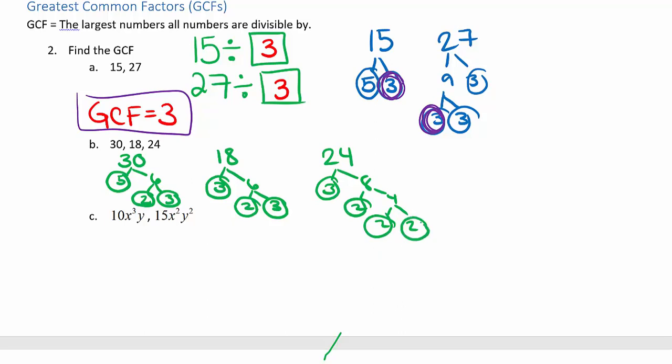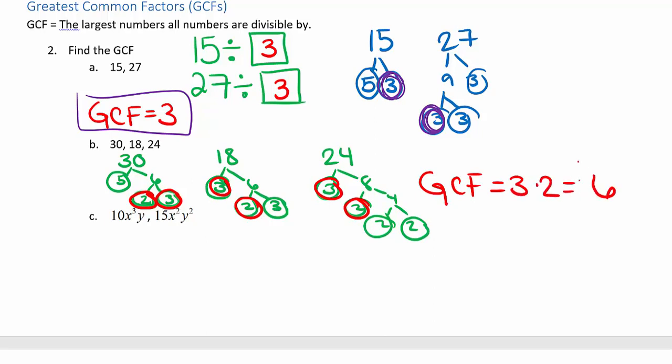Then I'm going to take a look at my factoring trees, and I'm going to look for factors that are the same. I noticed right away all of these numbers have a factor of 2, and they also have a factor of 3. And that's the only thing they have in common. So that means my greatest common factor is 3 times 2, or 6, and 6 is what all of these numbers are divisible by.